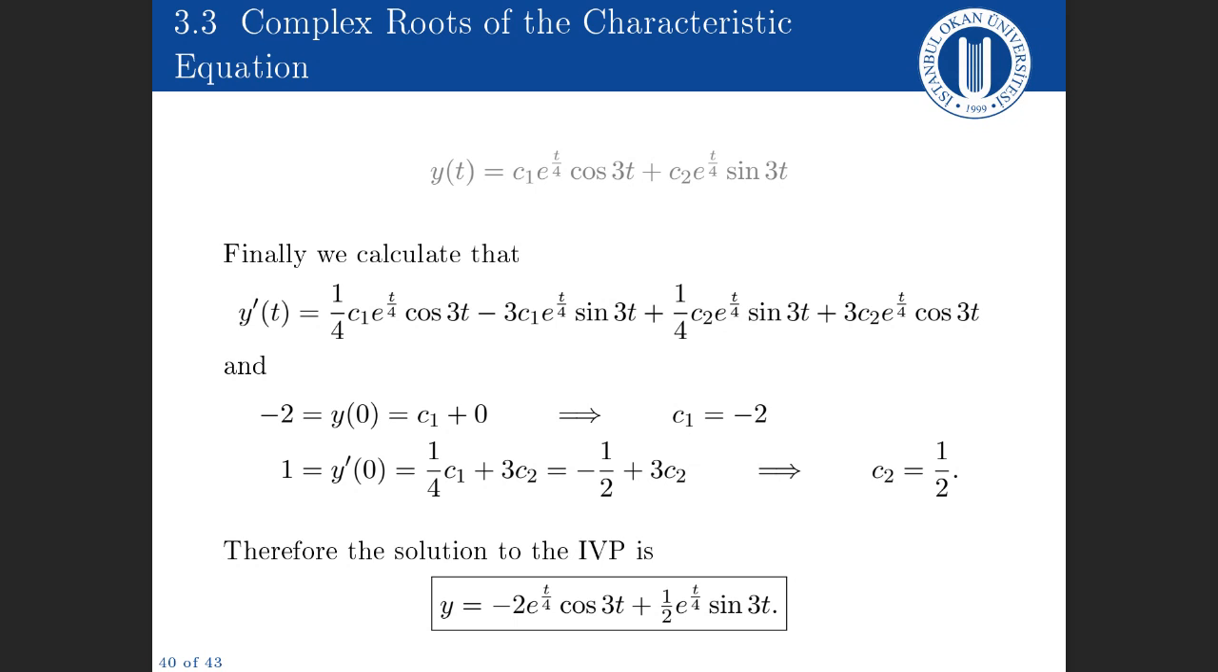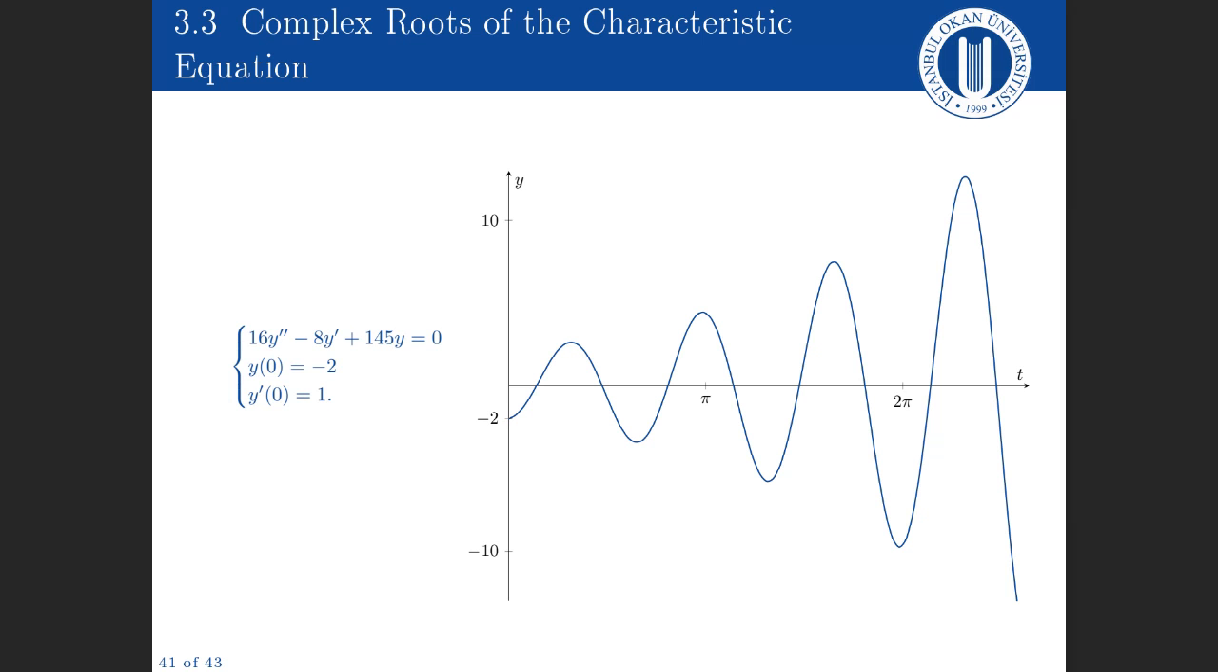This is the solution to the differential equation which passes through the point 0, minus 2 and which has slope equal to 1 at this point. Let me show you a graph of this solution. It passes through the point 0, minus 2. And the slope here is minus 1. The slope is 1. Here the slope is equal to 1. And it turns out that this solution looks like this.